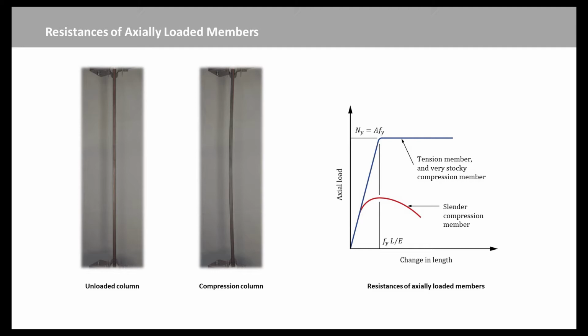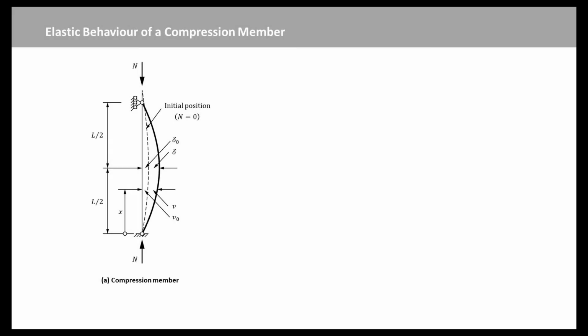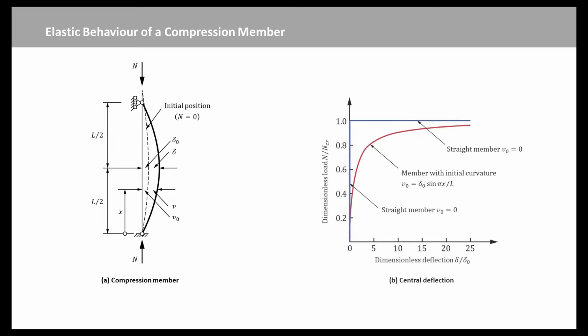Thus, the compressive resistance of a very slender member may be much less than its tensile resistance, as shown in this figure. This decrease in resistance is caused by the action of the applied compressive load N, which causes bending in a member with initial curvature, like this figure. In a tension member, the corresponding action decreases the initial curvature, and so this effect is usually ignored. However, the curvature and the lateral deflection of a compression member increase with the load, like this figure.